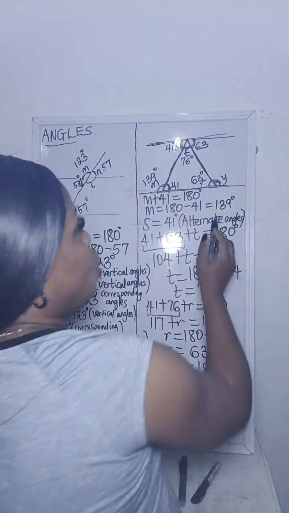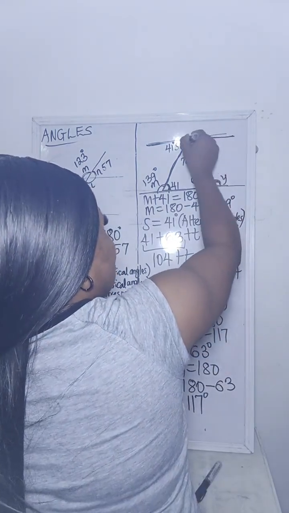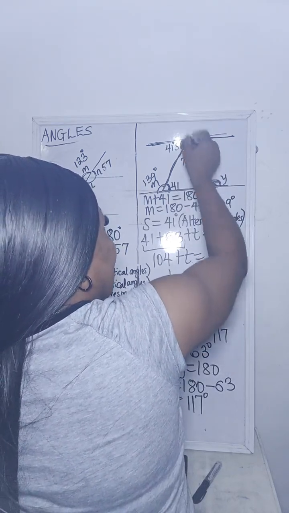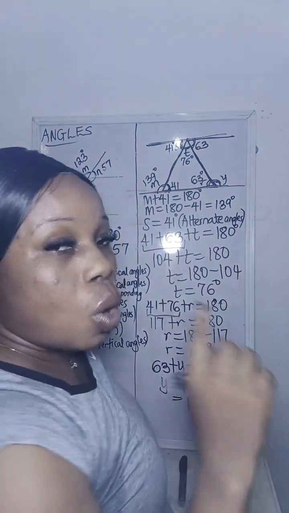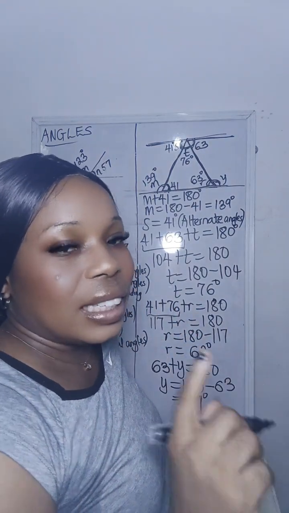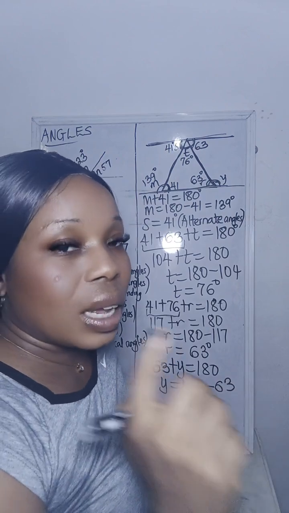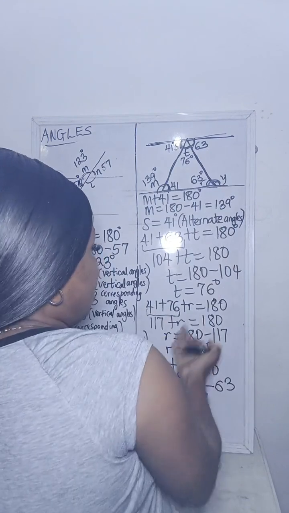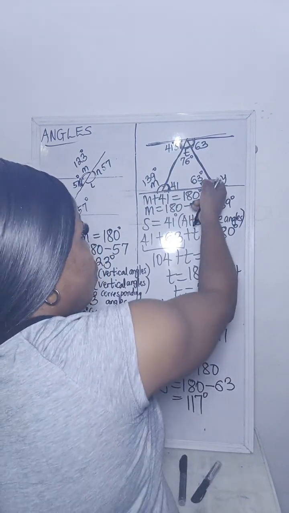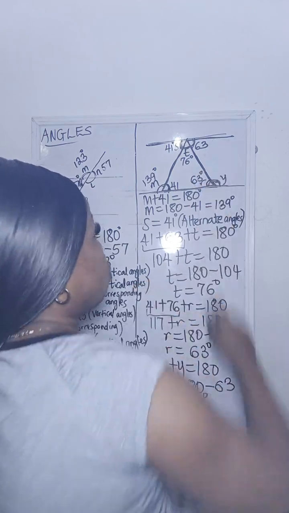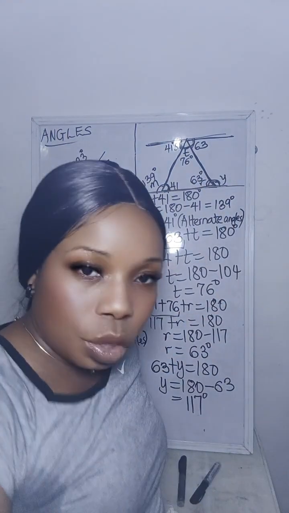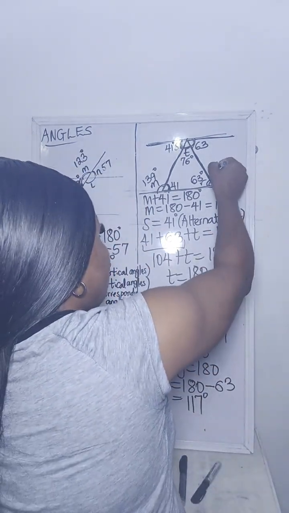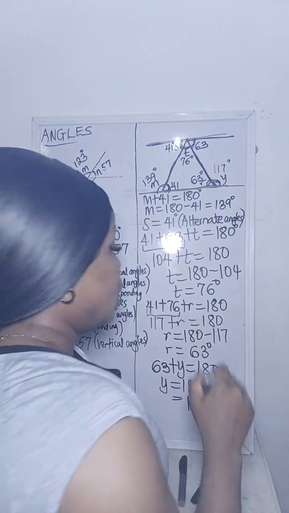degrees. So you would notice that here, this angle 63 and this are equal. That is because they are also alternate angles. They are Z angles, and alternate angles are equal. So you could also say that r is equal to 63 because they are alternate angles, and you are also correct. Okay, and then we've gotten our value for y. Our value for y is 117 degrees.